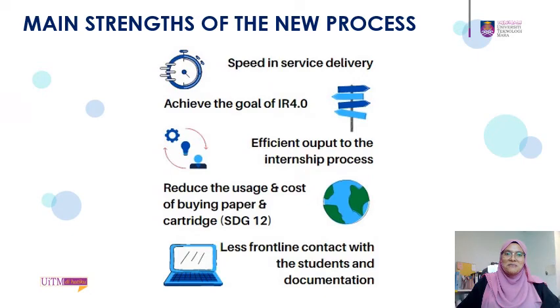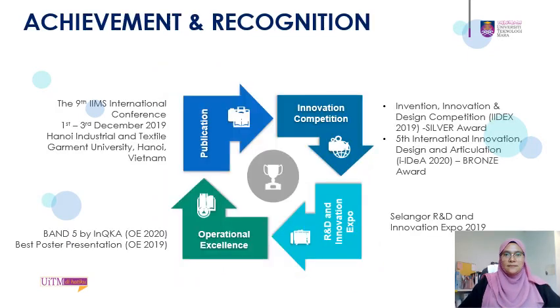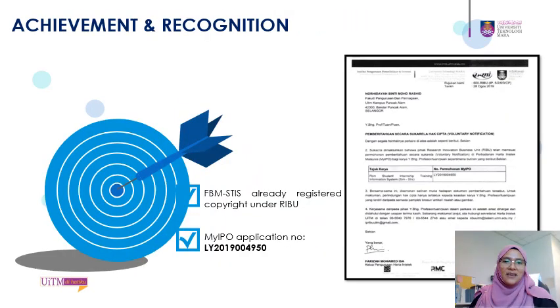And when we talk about the main strengths of the new process, these are the strengths. The first one is in terms of speed, IR 4.0, the output of the internship process, SDG 12, and last but not least, less contact. And this is the achievement and recognition of FBM-STIS. FBM-STIS has already registered copyright under WIPO, and we have also applied to MyIPO.